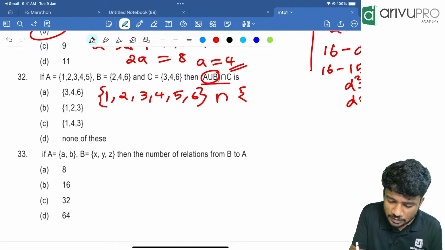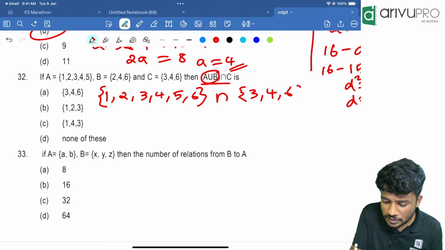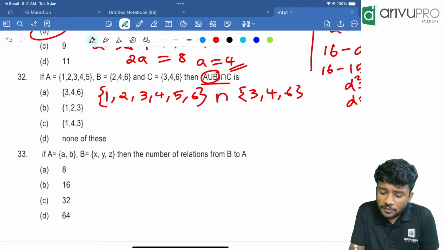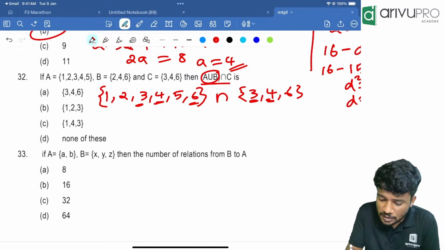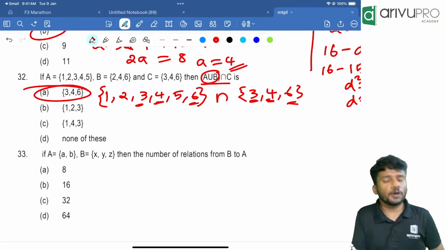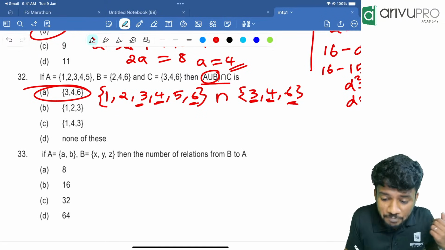Intersection C. Intersection C means 3, 4, 6. What is the common value between this? 3 is there, 3 is there, 4 is there, 4 is there, 6 is there, 6 is there. That means answer is option A, set of 3, 4, 6.